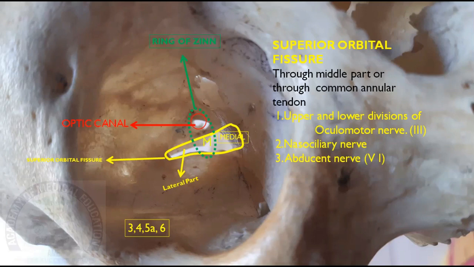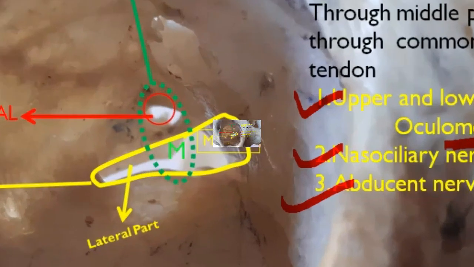Next is the middle part of the superior orbital fissure, through the common annular tendon structure. So this is the middle part, that blinking area that you are seeing. The upper and lower divisions of the oculomotor nerve, that is the third cranial nerve, pass through the middle area, as do the nasociliary nerve and the abducent nerve. The sixth cranial nerve also passes through the middle part.